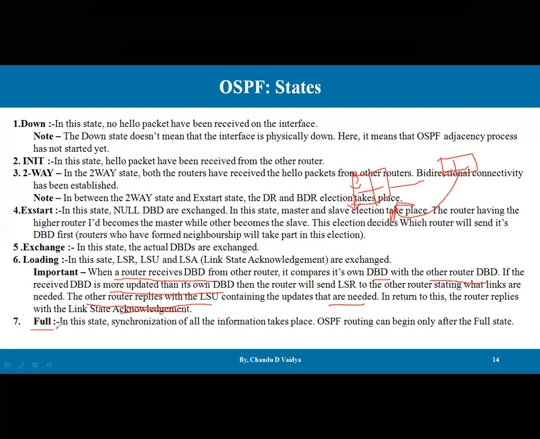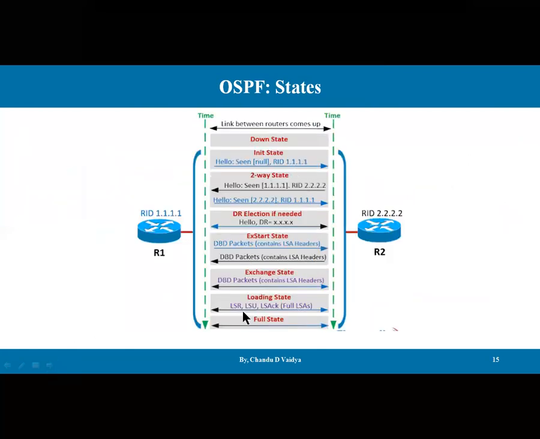Then the last step is the full state. In this state, synchronization of all the information takes place. OSPF routing can begin only after this full state, and we have shown this full state also in our video, where we demonstrated OSPF single area and multi area also. After the full state only, everything is going to happen. So this is the diagram of all the states that R1, R2, and I have explained to you. I hope, guys, these states are okay.